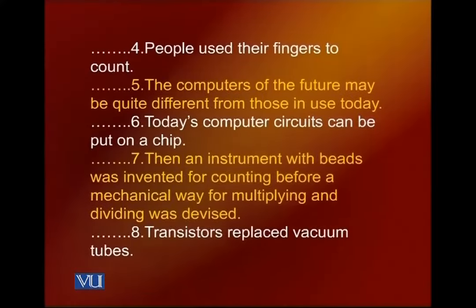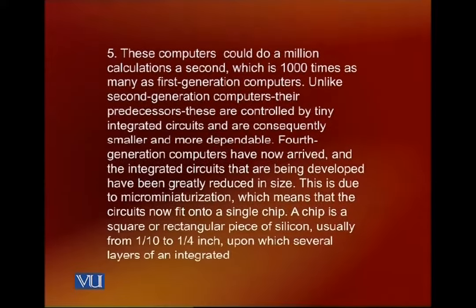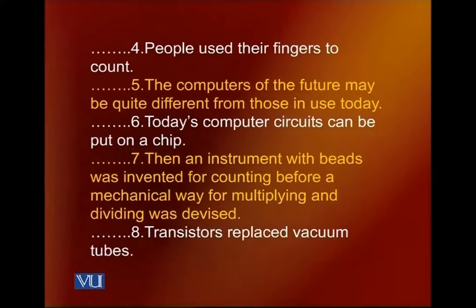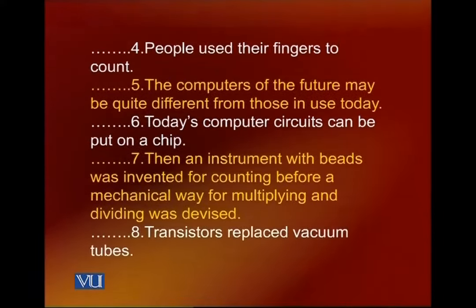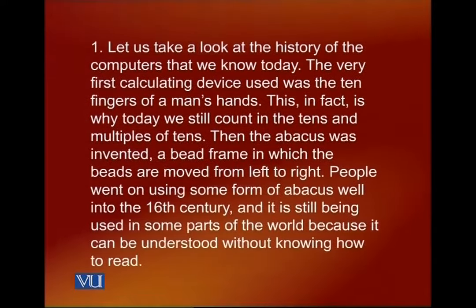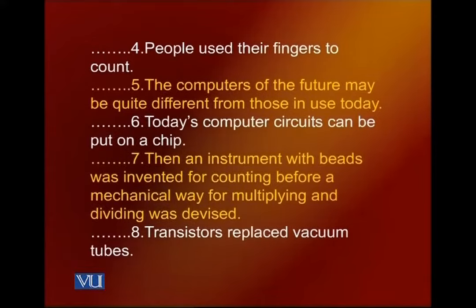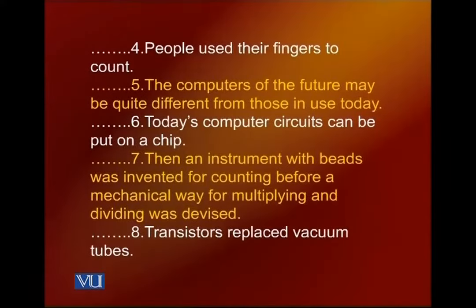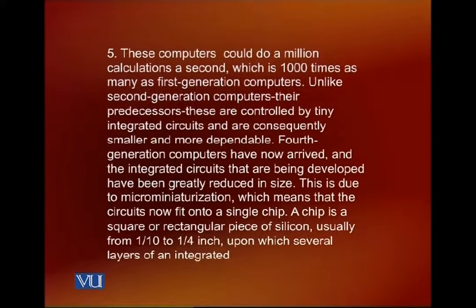Number 6. Today's computer circuits can be put on a chip. For this, look in paragraph 5. Statement number 7. Then an instrument with beads was invented for counting before a mechanical way for multiplying and dividing was devised. Very clear. It is at the beginning. Look in paragraph 1 where he talks about the abacus. And the last statement, transistors replaced vacuum tubes. This information you will find at the beginning of paragraph 5.